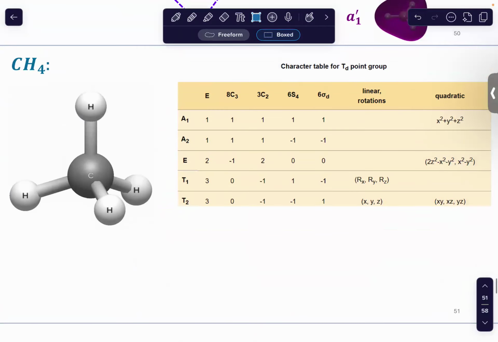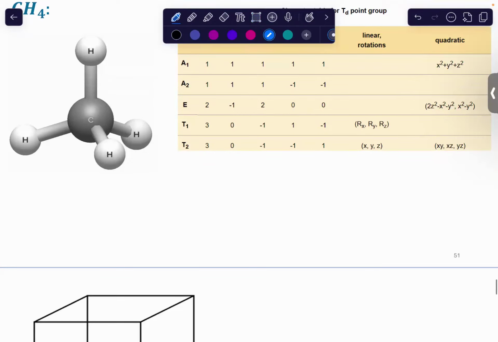Let's see if we can make it a bit harder. So methane, we're actually going to use cubes for this because we get a cubical symmetry. Tetrahedral symmetry, but it fits inside a cube. Okay, so this is the Td point group. Let's think about what the carbon has to offer.